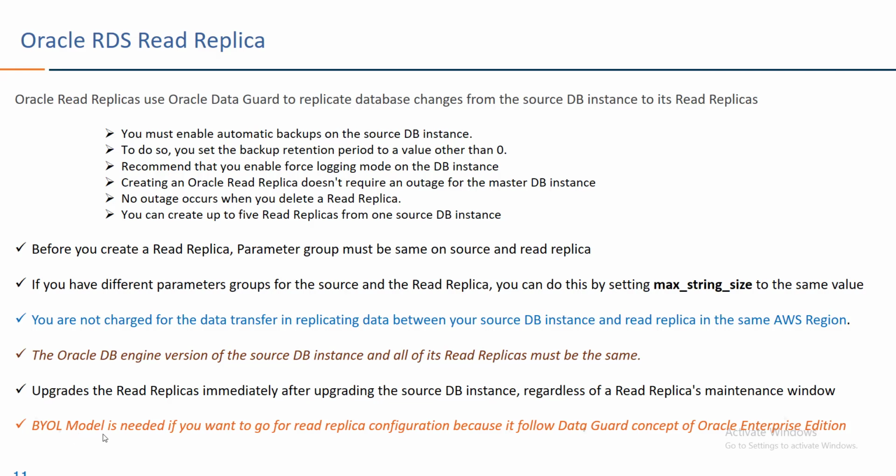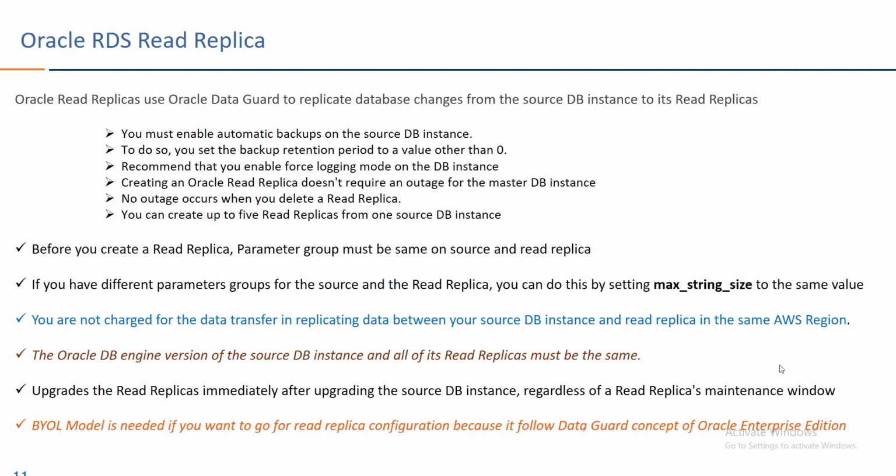BYOL, bring your own license, is needed if you want to go for read replica configuration, because it follows the Data Guard concept of Oracle Enterprise Edition. That means you have to think about what you are going to do with your primary system in future. Suppose your client or customer says launch a DB instance in RDS, and after some time says no, actually in another region we need a read replica. Then, sorry, you have already chosen the Standard Edition. Am I right? I need to upgrade, and then the upgrade comes into the picture where we need to have downtime for the primary.